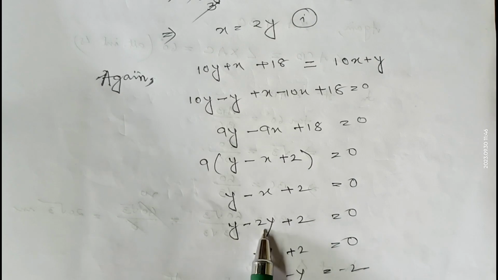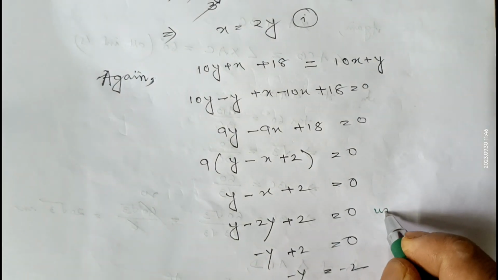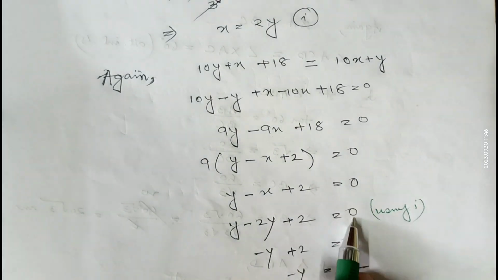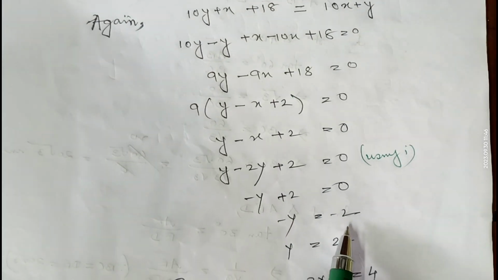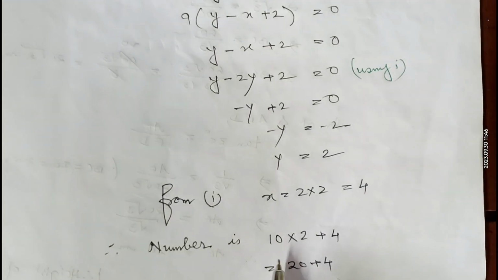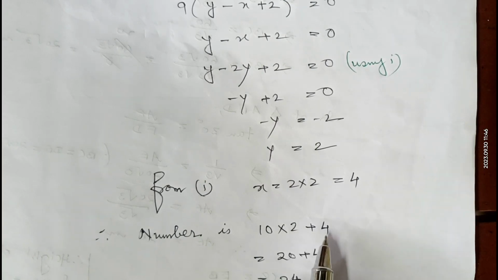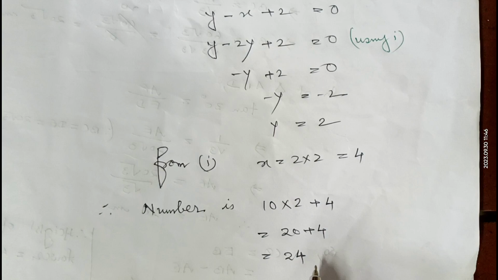So y minus 2y, because from 1 we got x equal to 2y. Here you can write, using 1 we got x equal to 2y, plus 2 is 0, so minus y plus 2 is 0, minus y equal to minus 2, y equal to 2. Again from 1, x equal to 2y, so 2 into 2 is 4. Therefore the required number is 10y plus x. Y we got 2, x is 4, so 10 into 2 is 20 plus 4, 24. Therefore 24 is the required number.